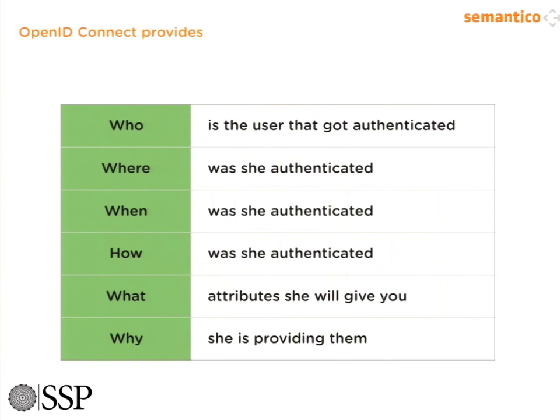It also provides a bunch of other stuff in a standardized and interoperable way. So it lets me know who is the user that got authenticated. It lets me know where, when, and how she was authenticated. It lets me know what attributes she's willing to give out. And it lets me know why she's providing them. As I said, all in a standard and interoperable way.